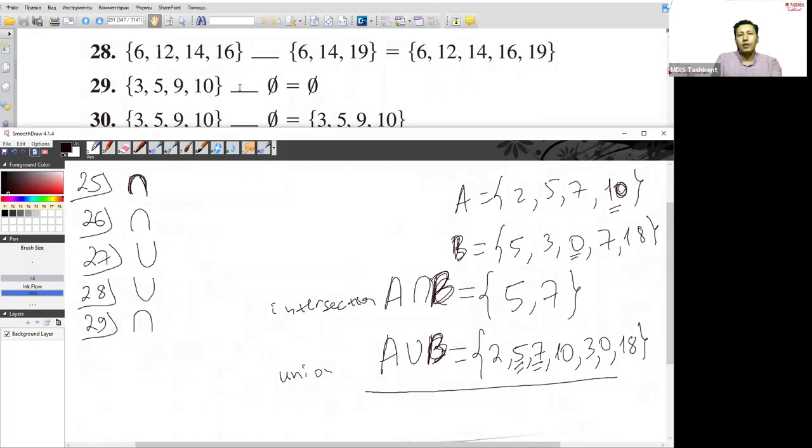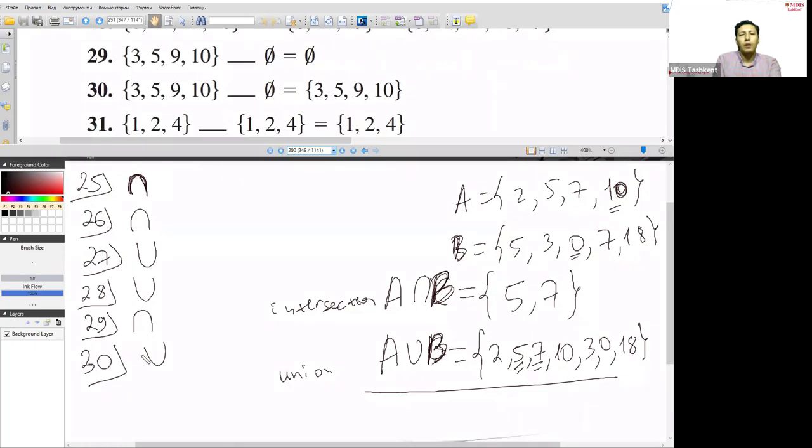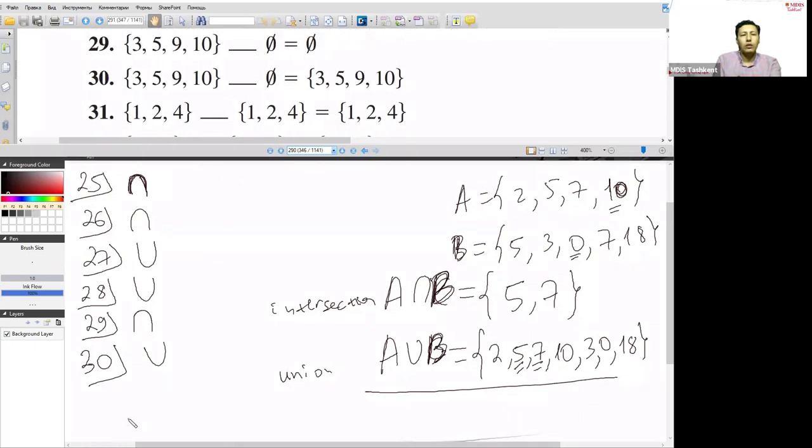29 is intersection. Why? Because this one is empty set. Intersection means same elements. Do you have same elements? No, because one of them is empty set. It has no elements. So if you put intersection, then you get empty set again. And number 30 is union. Okay, and 31, 32.